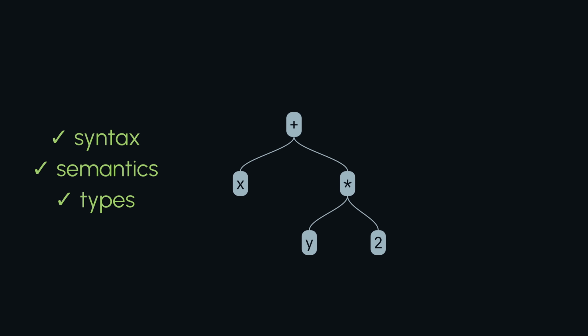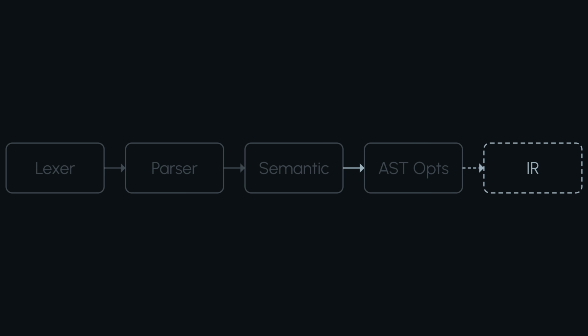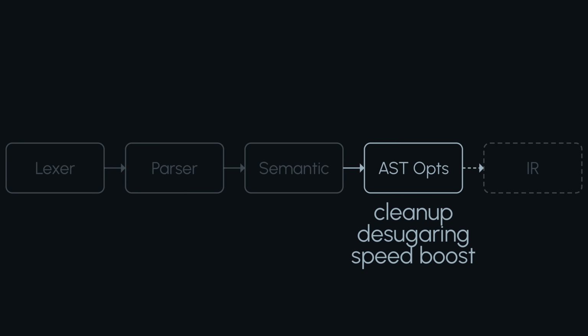The first thing you might think of is the big optimizer, the part that makes your code actually run fast. That does exist, but it usually lives later on, operating on an intermediate representation that we'll look at in the next video. Before we even get there, there's already a surprising amount of work happening on the AST itself. Some of it is plain cleanup, some of it is about the language desugaring into a smaller core, and some of it already gives a speed boost to the resulting program.